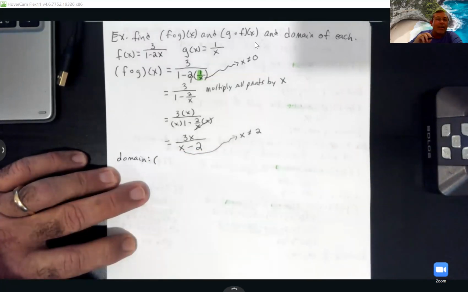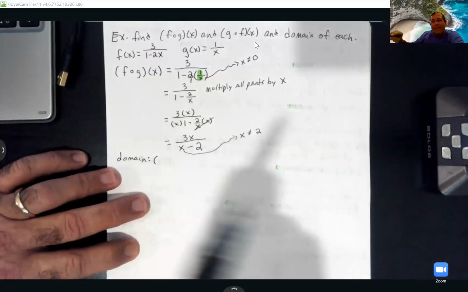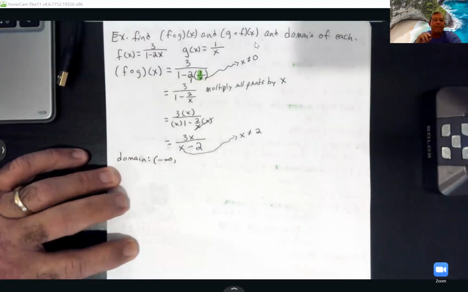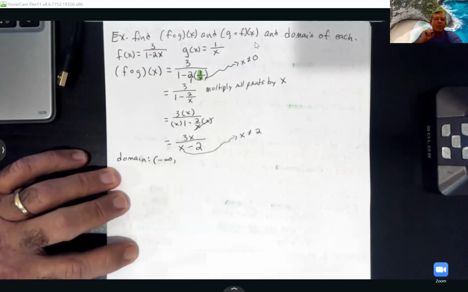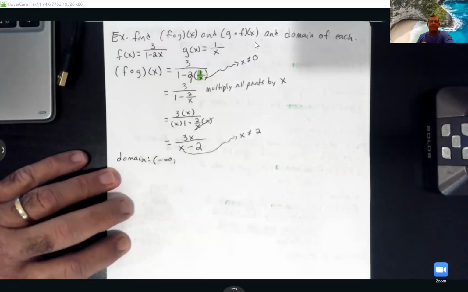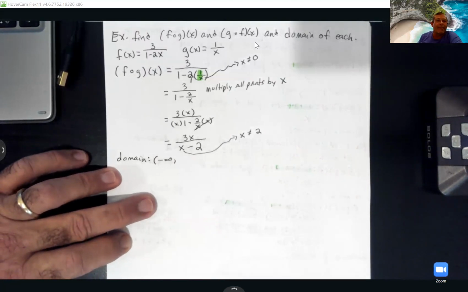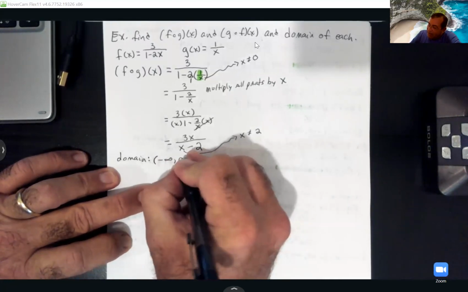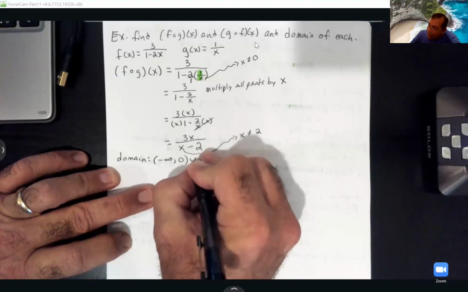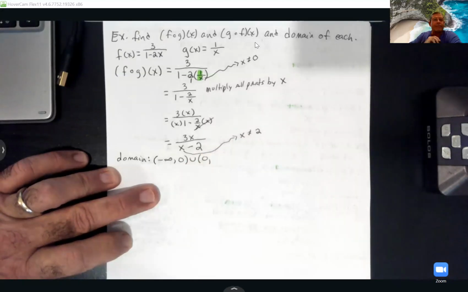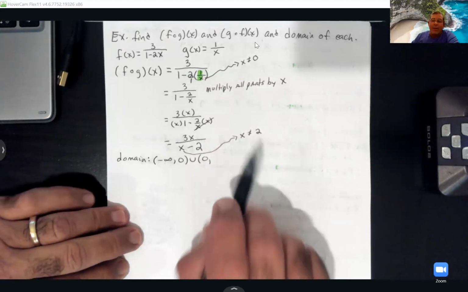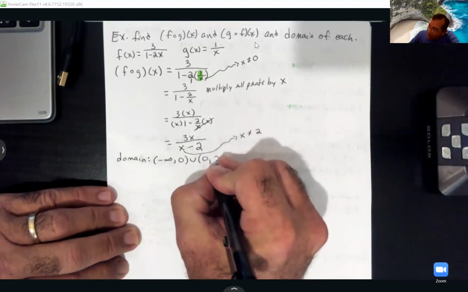Now, here's the trick. We got to go in order from left to right. So if I start at negative infinity, what's the first number I need to exclude going left to right? So perfect. It's going to be 0. So negative infinity to 0. Then we're going to union around our 0. Now, from 0, I'm cruising along until I hit 2. So we got a union around 2.